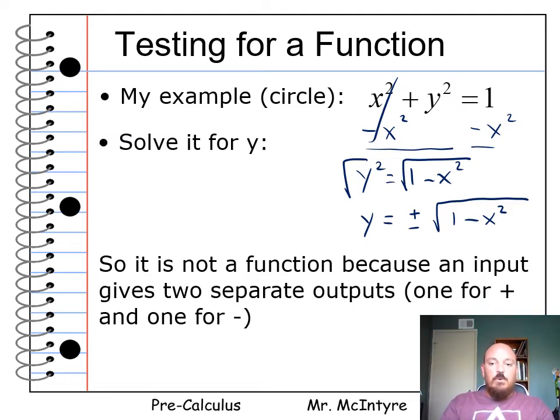So say, for example, we plug in 0 for x into our equation here. So I plug in 0, I get the square root of 1, which is 1, but I'm actually getting plus or minus 1. So I plug in 0 for x, one value, and I get both positive 1 and negative 1. I'm getting two outputs for one input, and that's what it means to not be a function.